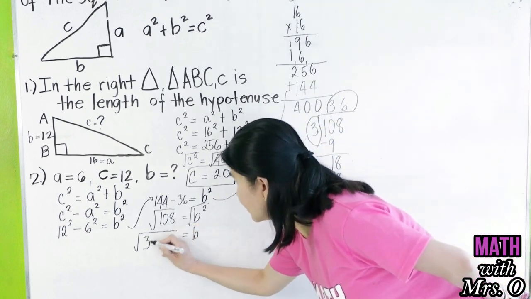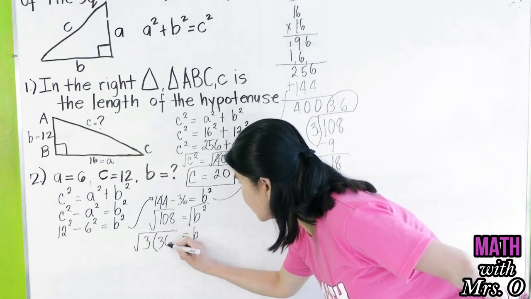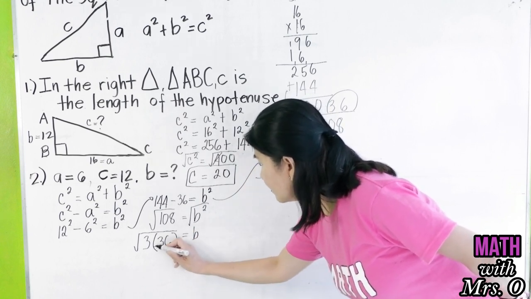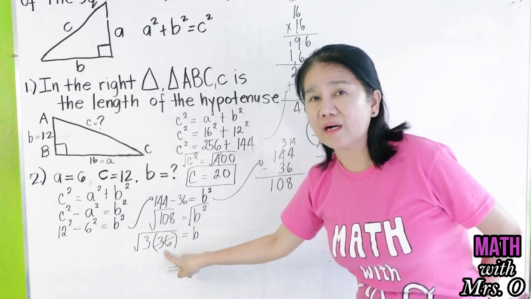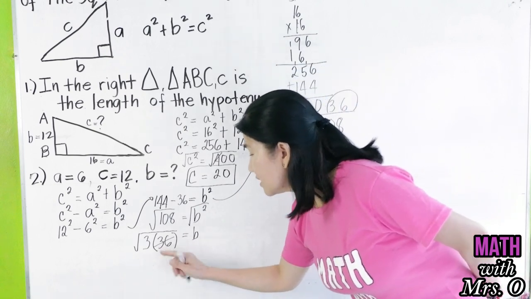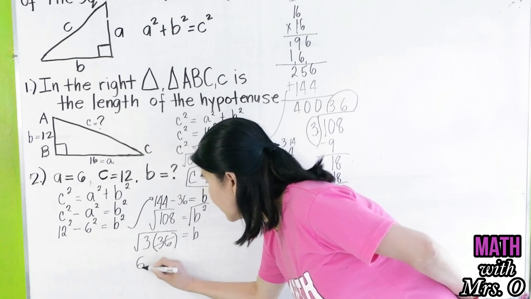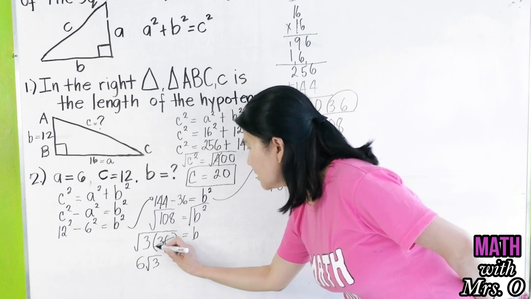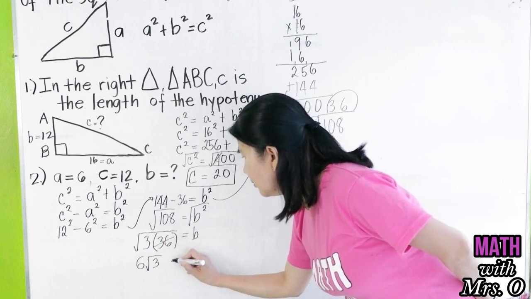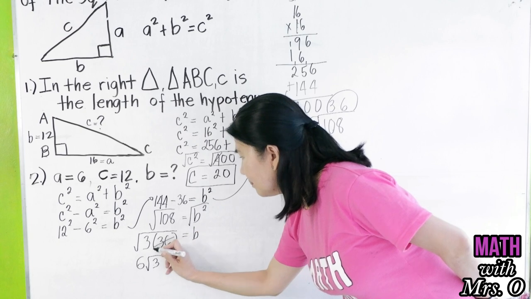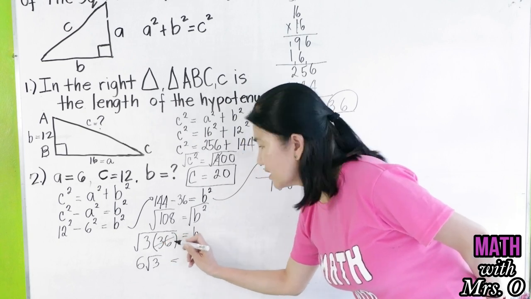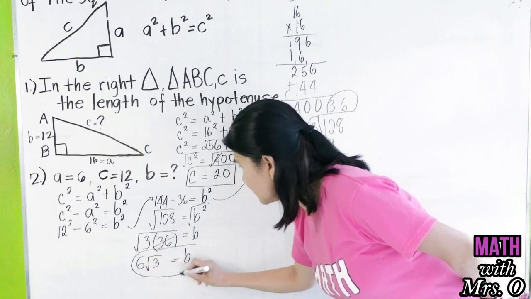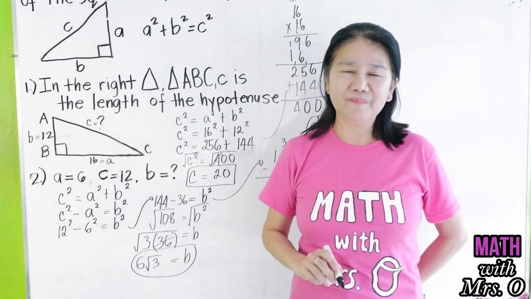So we have here 3 times 36. But 36 is a perfect square. So the square root of 36 is equal to 6, times the square root of 3. 3 was left alone. I was just putting a slash here to denote that I am already getting the perfect square root of 36, which is 6. So B is equal to 6 times the square root of 3.